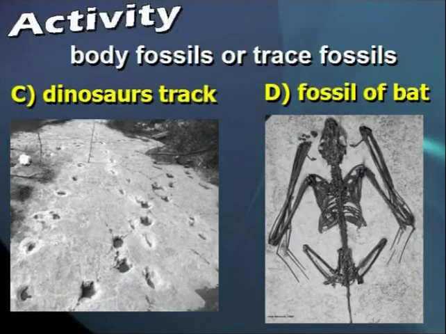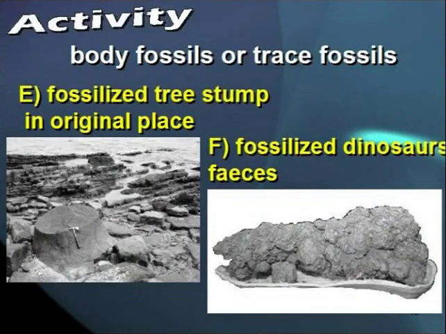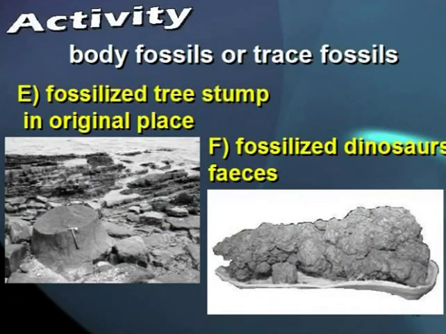Joshua, letter E. And we'll have one girl on this side, that table, to give us. Trace. Fossilized tree stump in original place. Do you think it's trace? Body fossil. Thank you, Joshua. Good try. And the last one, Momoru, you and your friend, what have you come up with? Trace fossils. Good. The last one should be trace fossil.